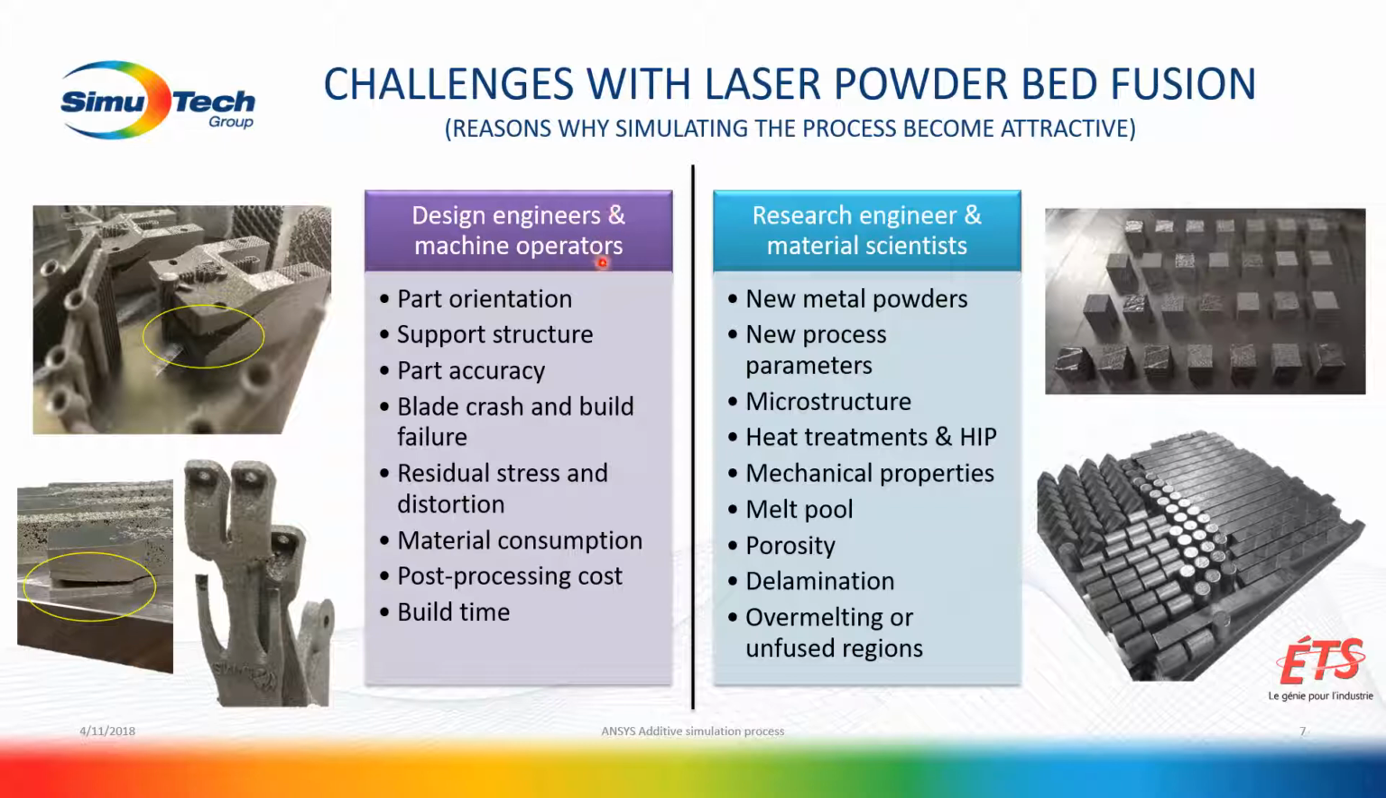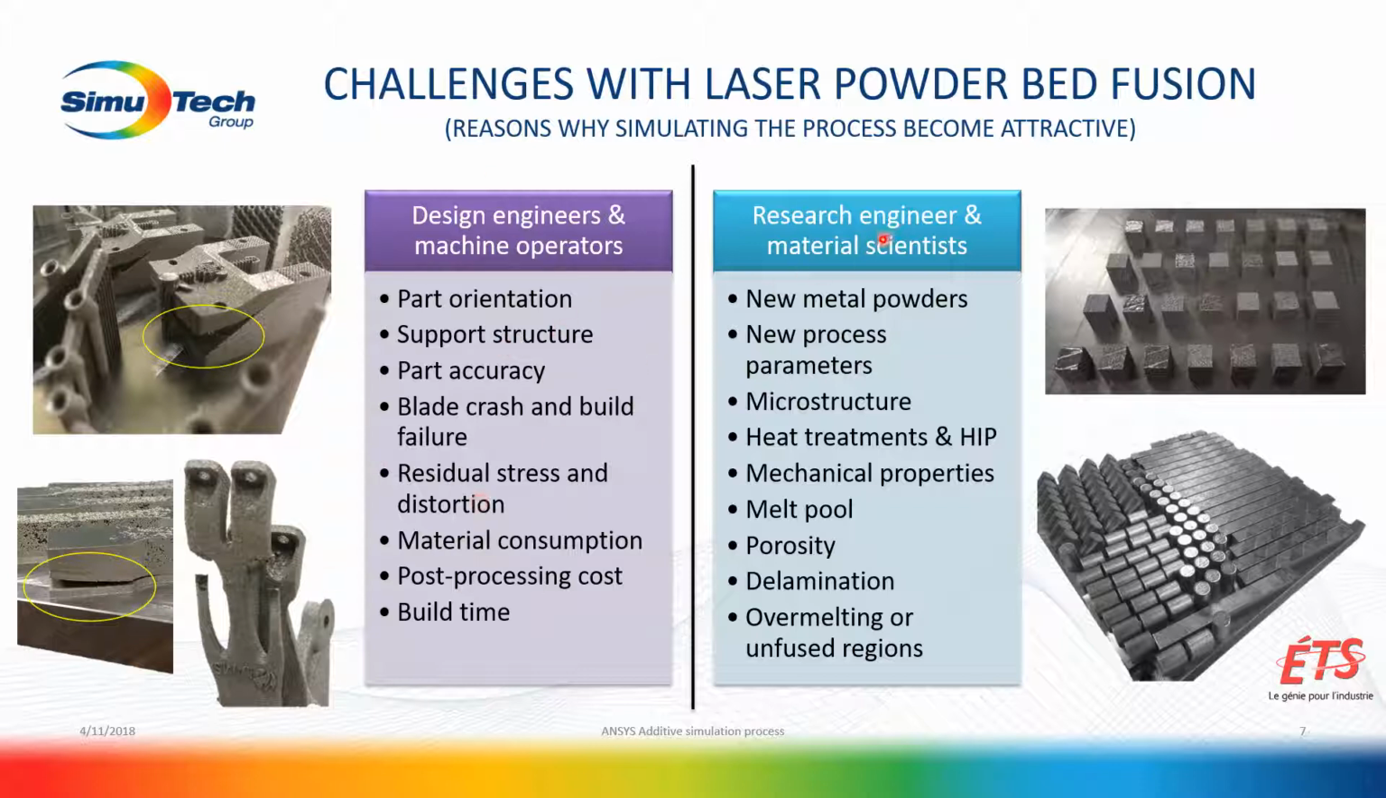So for example, in terms of part orientation and generating the support structure, those key parameters can have a direct impact on residual stress and part distortion. So these are the main challenges that the design engineer and the machine operator will face during the preparation of a build, and not correctly orienting the part or not putting enough support structure can lead to some build failure and some cost. So these are very big challenges.